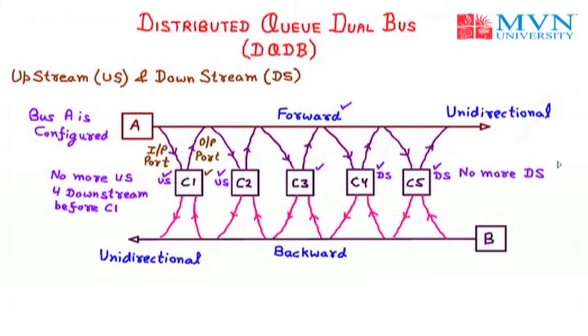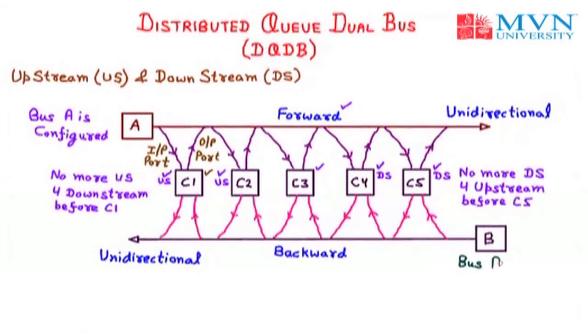And obviously before system number 5 we have 4 upstream stations. So we have the 4 upstream stations before C5. These 4 upstream stations are C1, C2, C3 and C4, which are before C5.